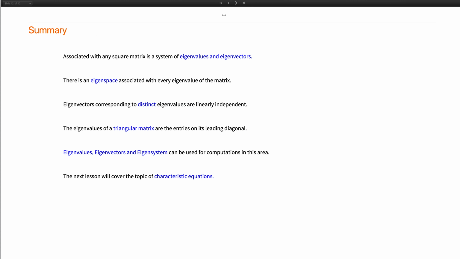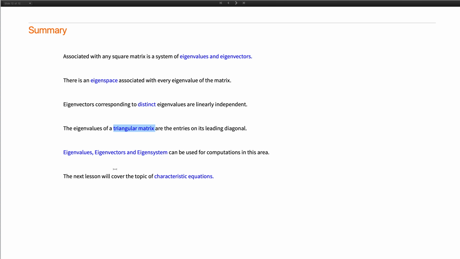Okay, so that brings me to the end of the lesson, and the point is that given a square matrix, you can talk about its eigenvalues and eigenvectors, and given any eigenvalue, you actually have an eigenspace of vectors associated with it. Now, if you have eigenvectors corresponding to distinct eigenvalues, then they are linearly independent. And if you have a triangular matrix, then fortunately the eigenvalues are simply the entries on the leading diagonal. Now, to automate all the calculations, you can use Eigenvalues, Eigenvectors, Eigensystem in the Wolfram language to do all the computations. These are very efficient functions, so I advise you to use them whenever possible.